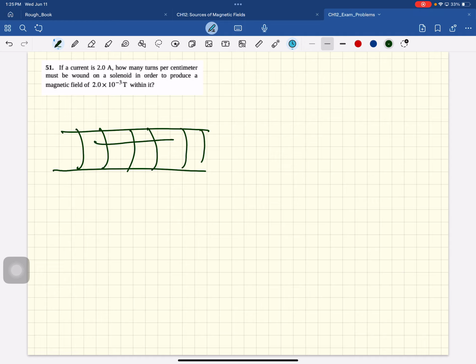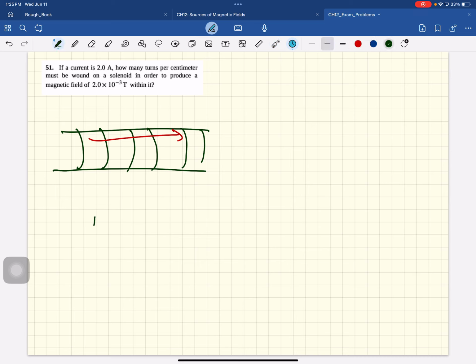So you're producing a magnetic field like that. And what is this magnetic field equal to? That's 100 times the Earth's magnetic field.